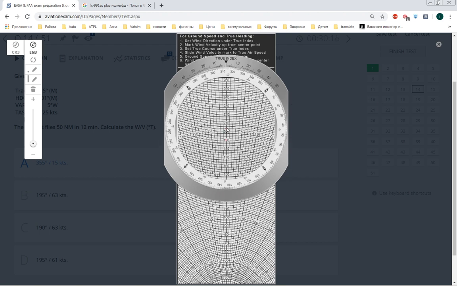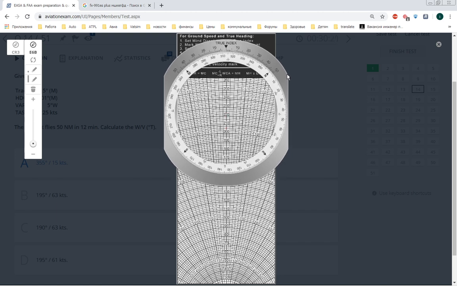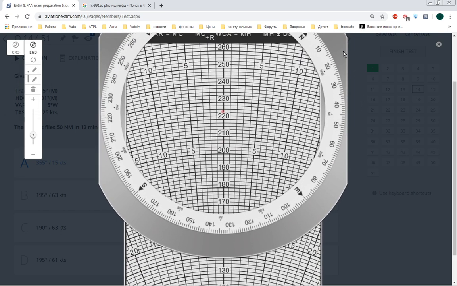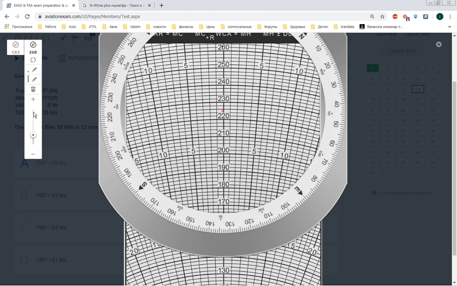First of all, this red dot shows us true airspeed. Don't overthink this, it's just true airspeed. Here is 220, here is 230, so each line means 2 nautical miles. We have 225 in true airspeed, you see just here.